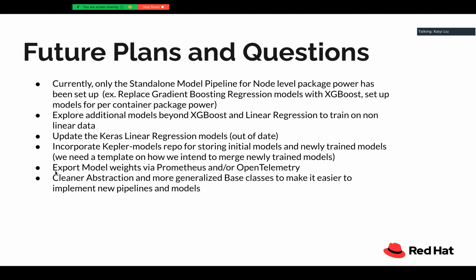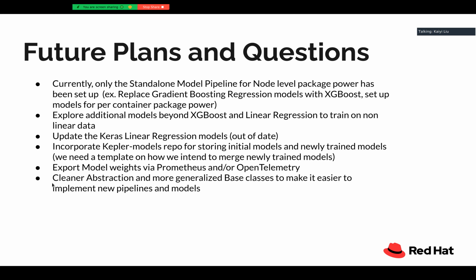On a lesser, not as important note, would be to try and export the model weights in ways besides the current one. I think this was a pretty old task that was set up quite some time ago, but has been neglected in the new development of the Kepler model server. So we want to try and export these model weights, not just with FastGraphs, but also maybe with Prometheus or OpenTelemetry.